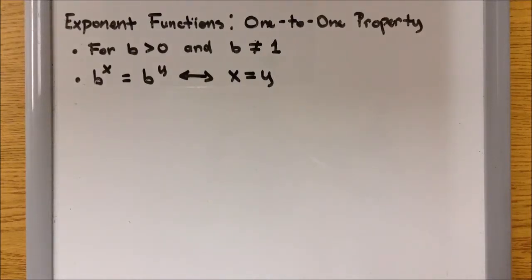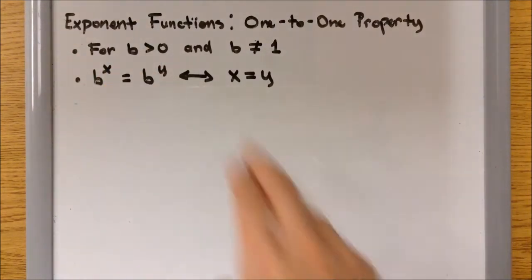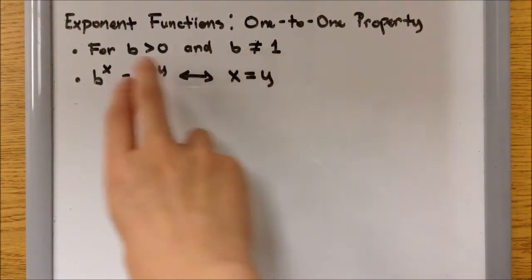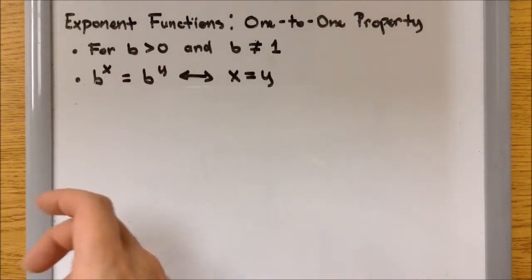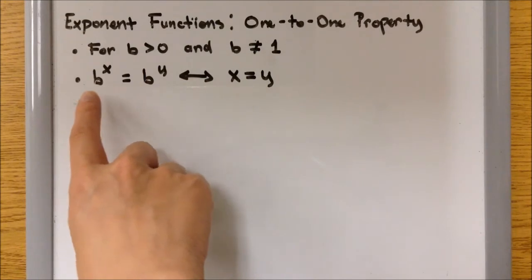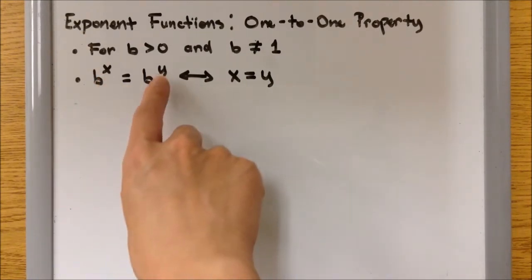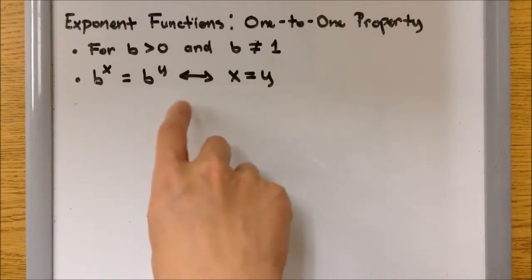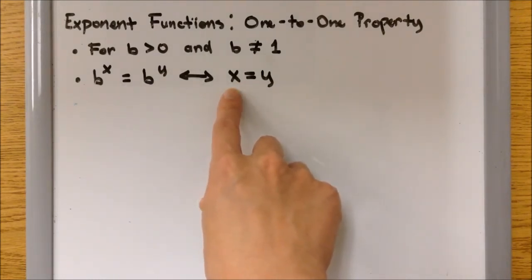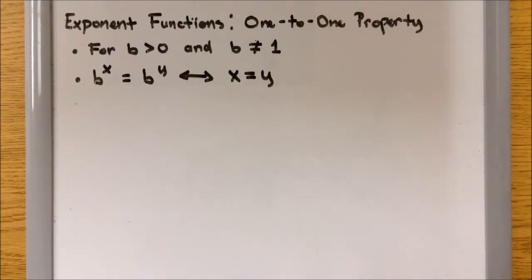For the exponential functions one-to-one property, the concept is: if b is greater than 0 and b is not 1, meaning b can be any number, a whole number or a fraction, and if these two are true, then b to the power of x is equal to b to the power of y. Then that means the exponent x should equal the exponent y.